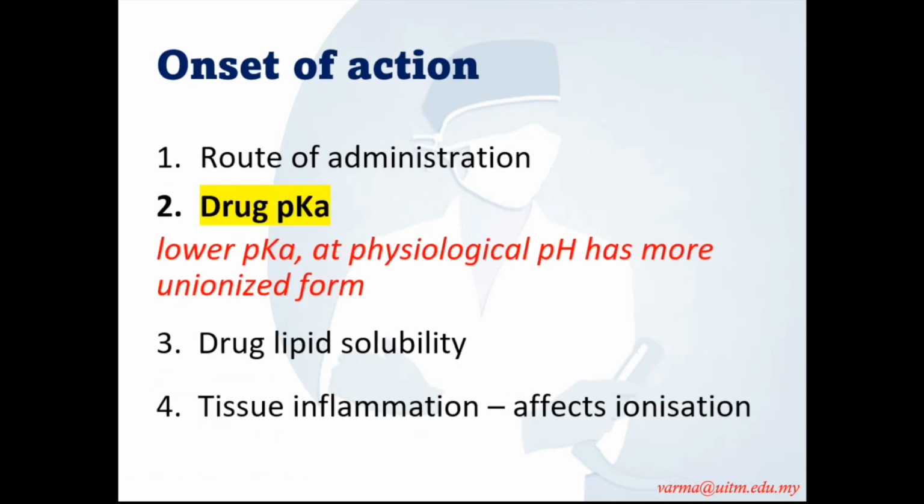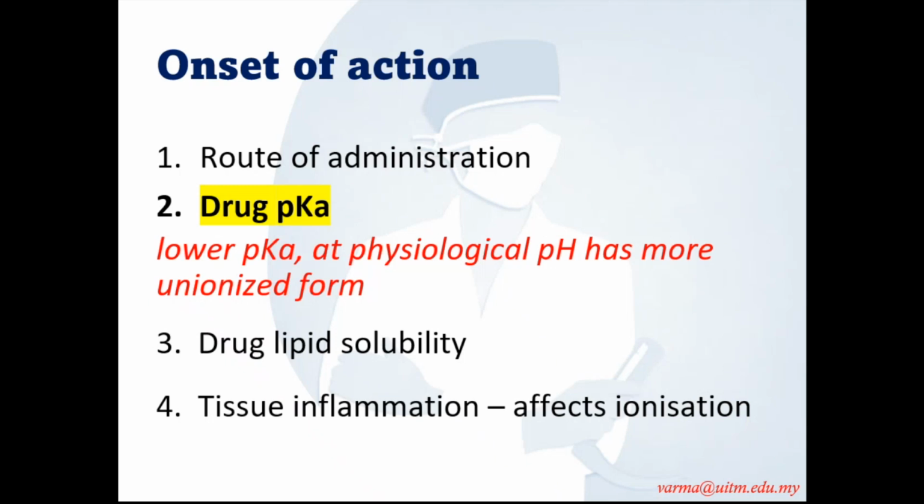Next, onset of action. Onset of action, of course, depends on the site or route of administration where it is being given. You inject at the skin versus you inject into the spinal space. There is a difference, right? When you give spinal, within 2-3 minutes you see the effect, but if you inject it topically, it takes a longer time. So the route and site of administration play a role in onset of action.